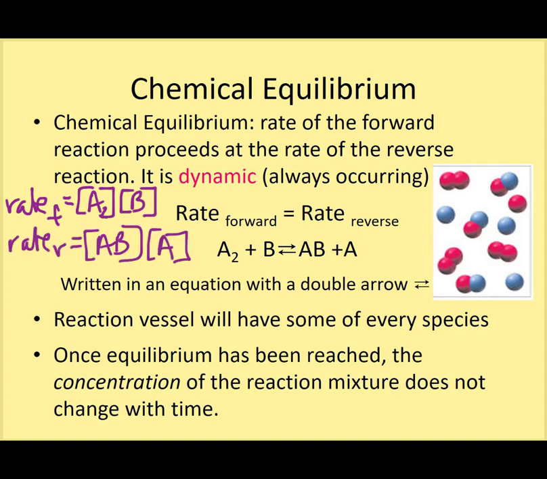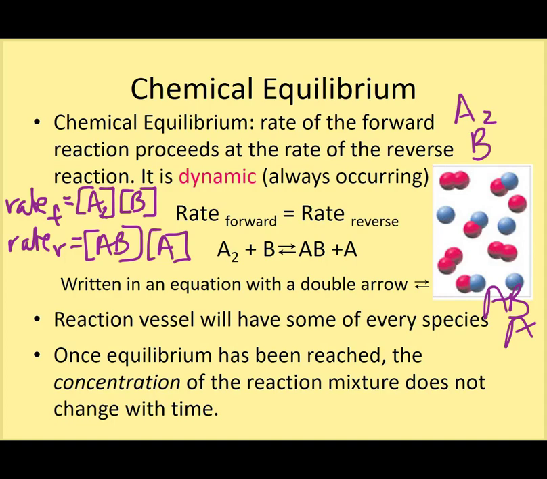And we touched on chemical equilibrium just a little bit at the end of our rate laws unit. But we're going to come back to this concept of the rate of the forward and the rate of the reverse, those rates being the same. One thing that you can tell you're at equilibrium is because in the reaction vessel you will have some of every species. So as far as this chemical equation goes, I will have some of A2, some of B, some of AB, and some of A. So you should see a little bit of each one in your reaction vessel.